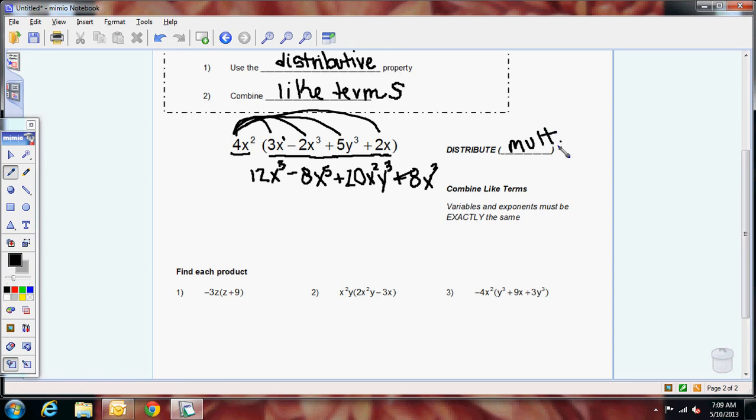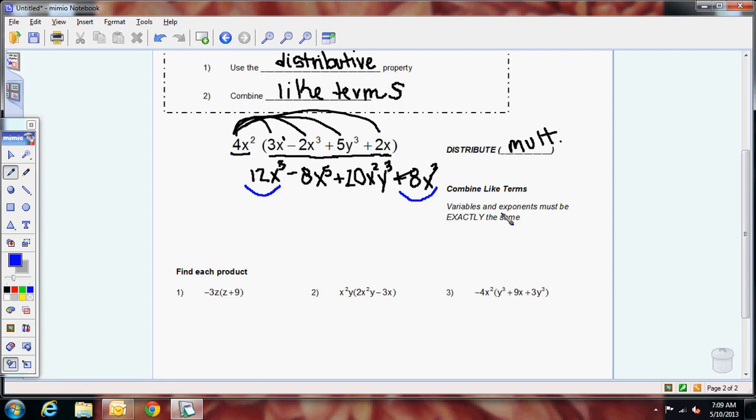Okay? So at the very end, your second step is going to be combining like terms. So the variables and the exponents have to be exactly the same. So variables, your letters and those little powers, have to be exactly the same. If I look at all of my terms here, the only thing that has the exact same variable and the same exponent would be x to the third, so 12x to the third and 8x to the third. Those are the only things that I can combine.